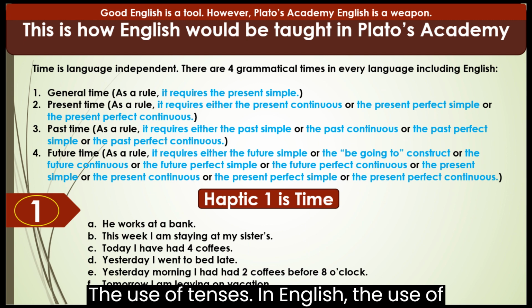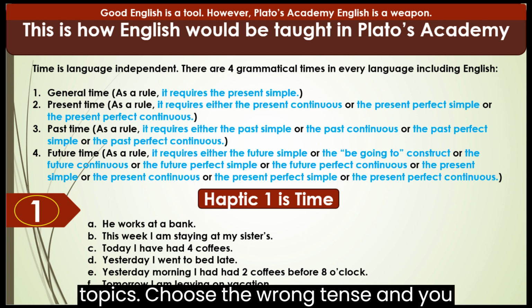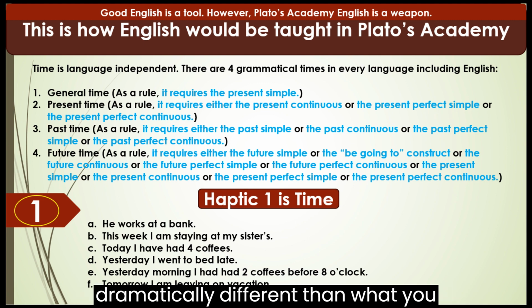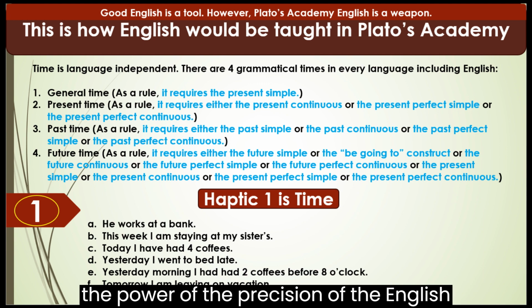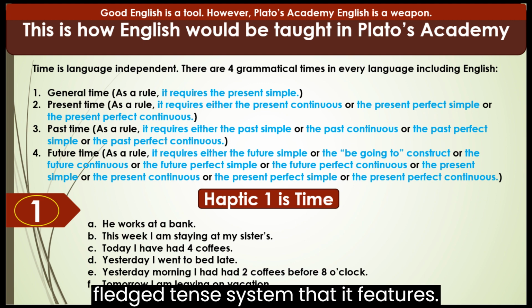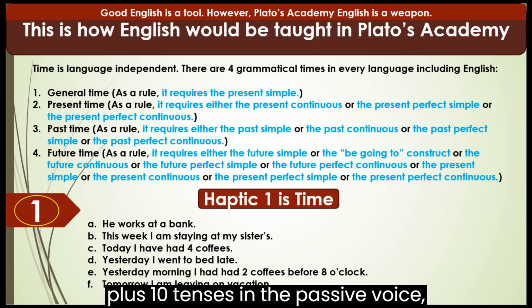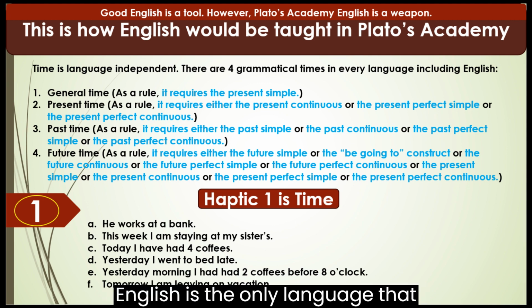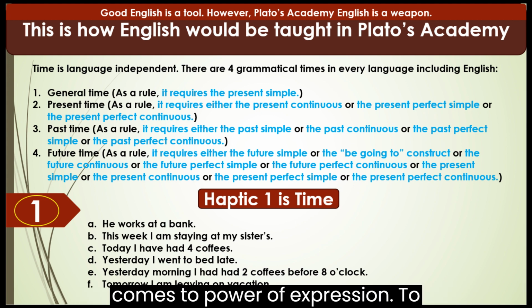The use of tenses. In English, the use of tenses is one of the most difficult topics. Choose the wrong tense, and you will find that what you are saying is dramatically different than what you intended to say. It is worth noting that the power of the precision of the English language lies in large part in the full-fledged tense system that it features. With 16 tenses in the active voice plus 10 tenses in the passive voice, English is the only language that resembles classical Greek, the heavyweight among languages, when it comes to power of expression.